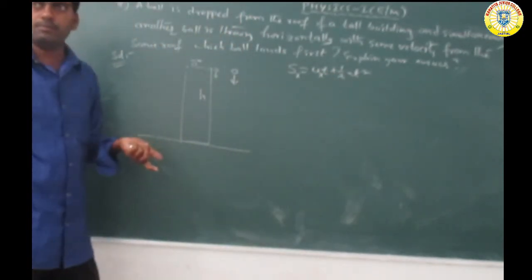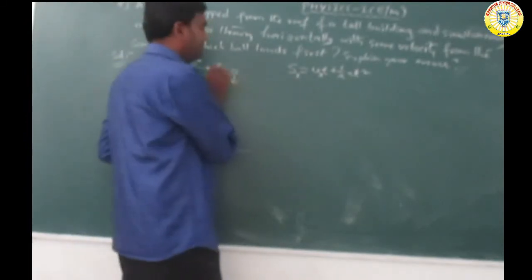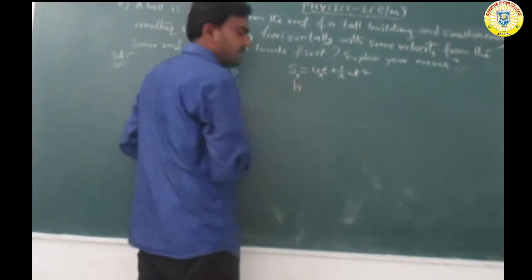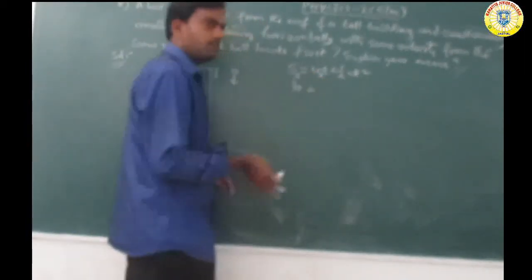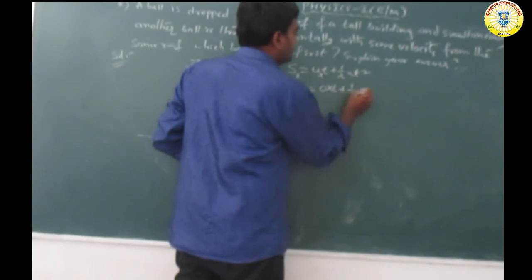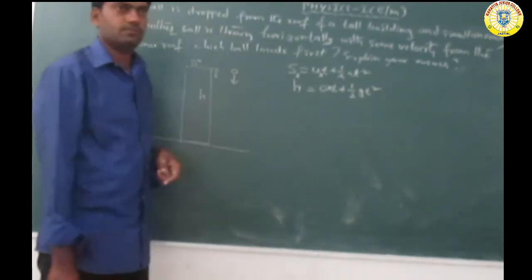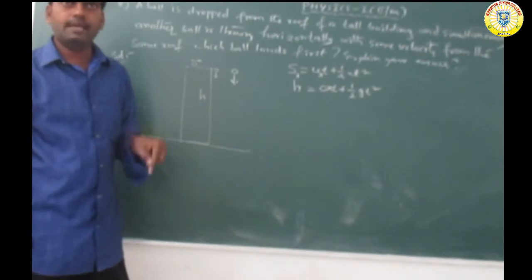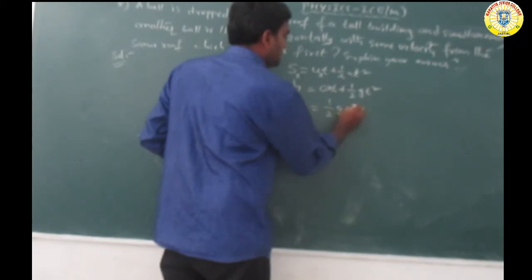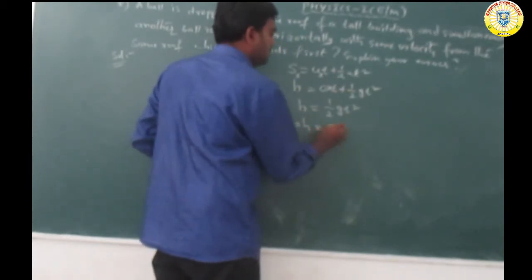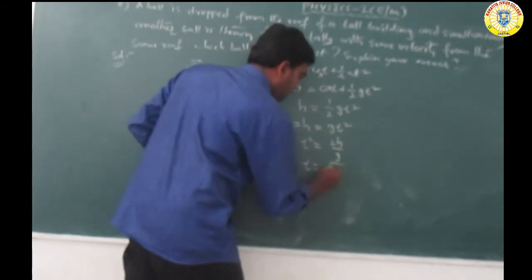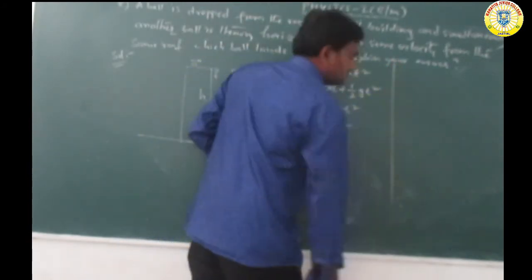So Sx is nothing but the free falling body, the ball dropped first. Sx means height is h, ux means initial velocity is 0. So h is equal to 0 into t plus half g t square, with g taken as positive towards the earth. The remaining equation gives h is equal to half g t square, so t square is equal to 2h by g, and t is equal to under root of 2h by g. So one case is completed.